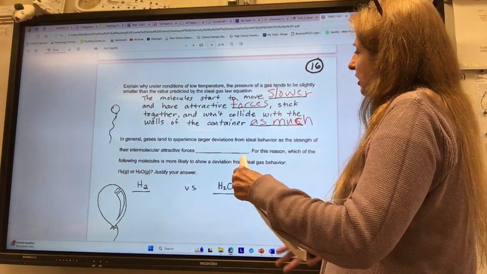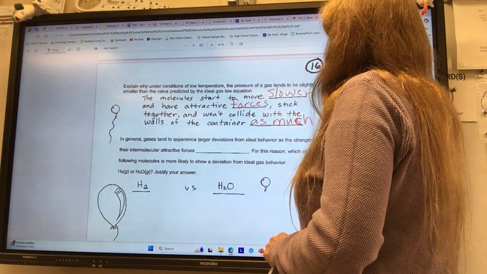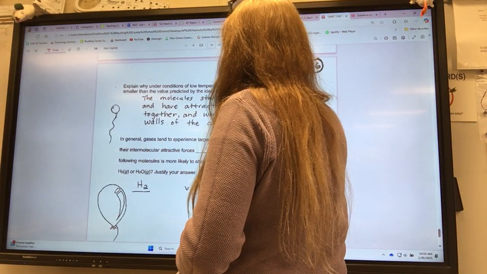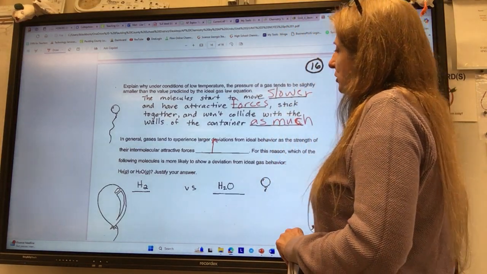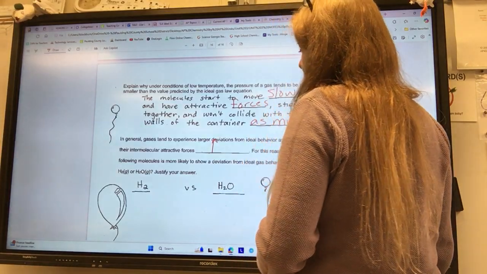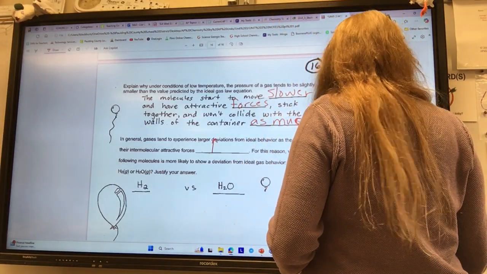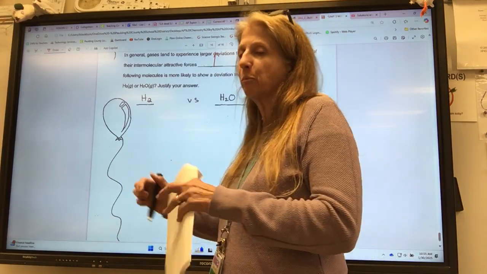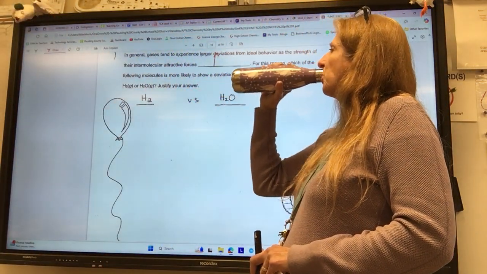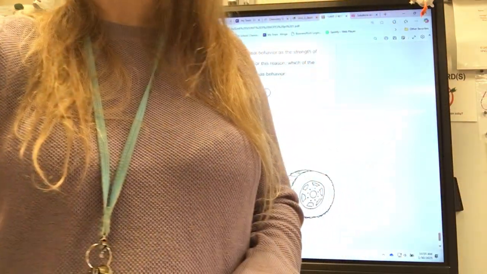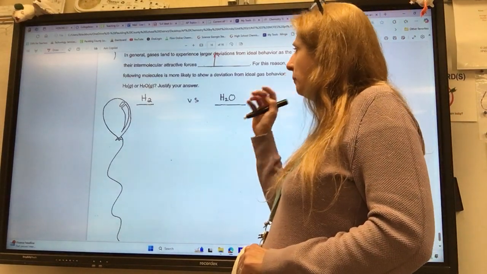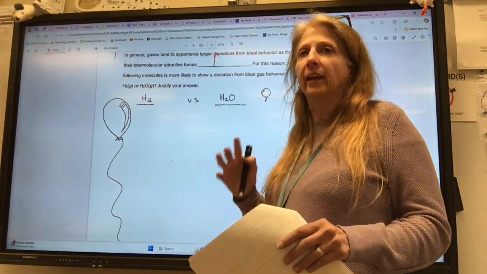In general, gases tend to experience larger deviations from ideal as the strength of their intermolecular attractive forces increase. For this reason, which of the following molecules is more likely to show a deviation from ideal, hydrogen or water? And then justify your answer. So this is a good practice for an AP question, because we could say, hydrogen's smaller, water's bigger, we're done. But we won't get all the points. So when we have these, over-explain things, okay?